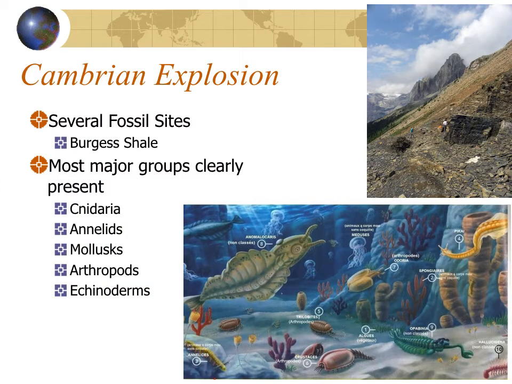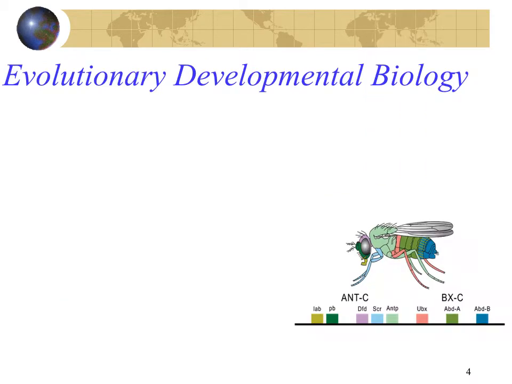Okay. Animals first appear in the fossil record about 525 to 530 million years ago in old marine sediments. And this mountainside here is in Canada, and it's called the Burgess Shale. And it's when most major groups of animals first appear. And this is kind of late in the fossil record. There's lots of earlier fossils, but this is when animals first appear. And so we'll talk about these groups: Cnidaria, annelids, mollusks, arthropods, and echinoderms.